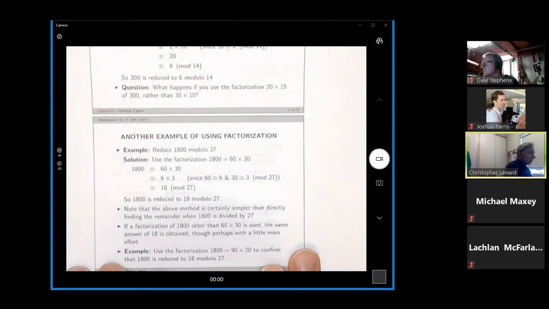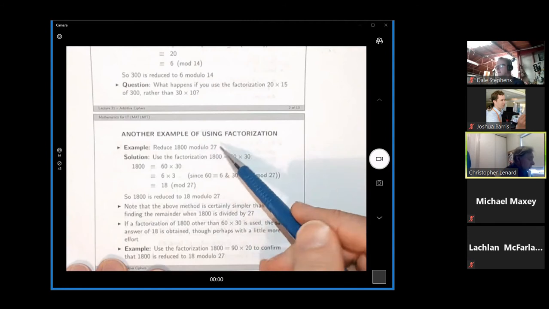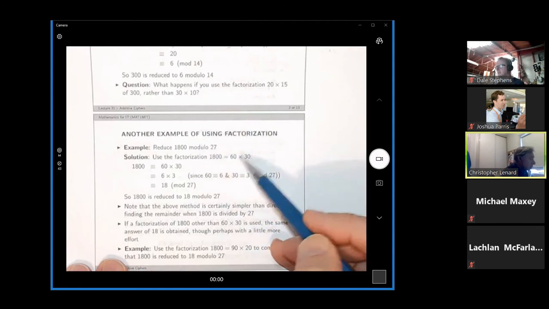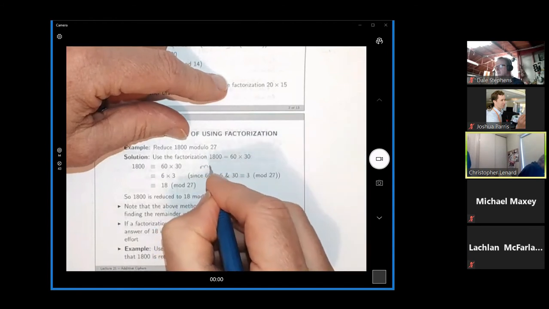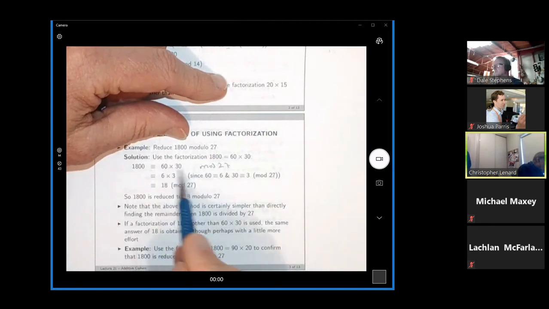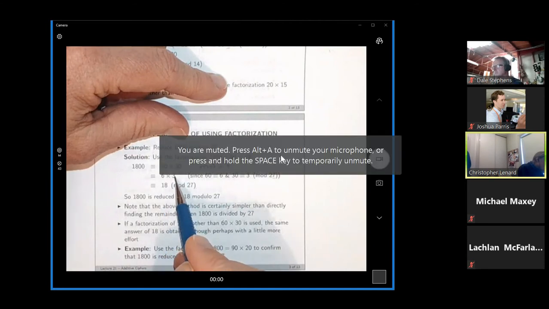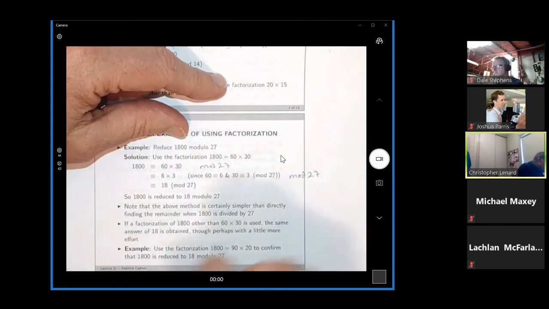So here's another example, 1800 mod 27. Let's use the factorization 6 times 30. So remembering that we're doing this mod 27. Okay, so 60 mod 27 is actually 6, and 30 mod 27 is 3. That one's easy to see. That takes a little bit more work. So remember, this is in the mod 27 system.